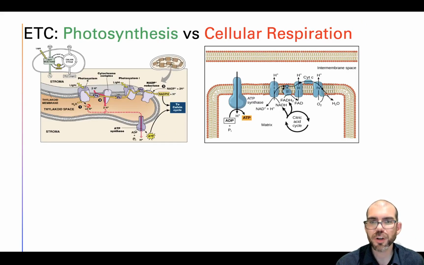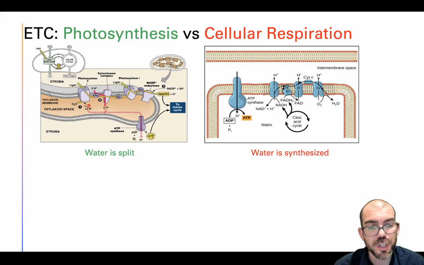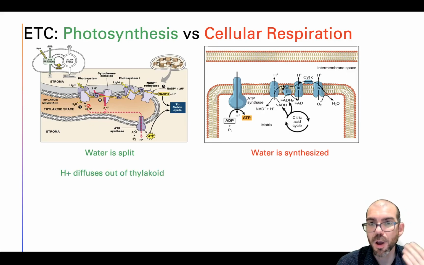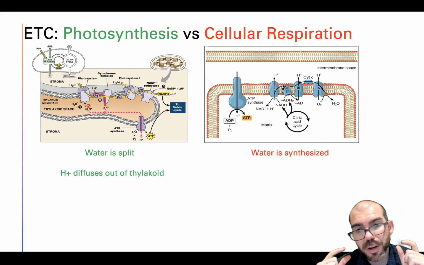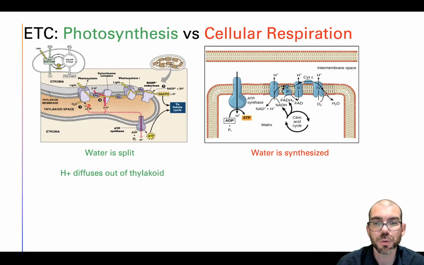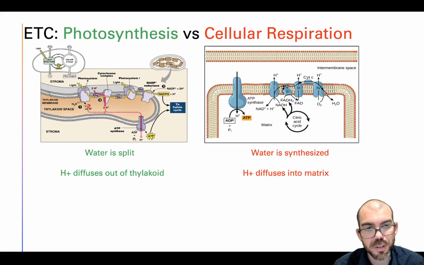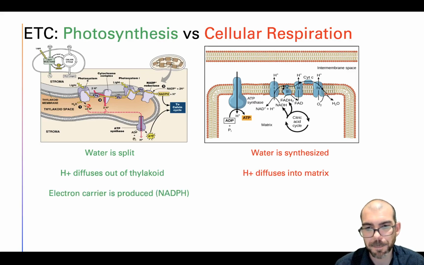A quick comparison of electron transport chains between photosynthesis and cellular respiration, because I think it's helpful to see how these processes are very similar, they're just reversed. What you saw with the light-dependent reaction is that water was split. And a reminder, in cellular respiration, oxygen is the final electron acceptor and it synthesizes water, so water is produced. With the light-dependent reaction, hydrogen ions diffused out of the thylakoid. We built our concentration gradient in the thylakoid and it diffused out into the stroma. With cellular respiration, we had the opposite direction. We had H+ ions diffusing into the mitochondrial matrix, into the innermost part of the cell structure.